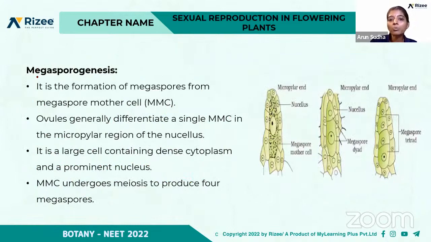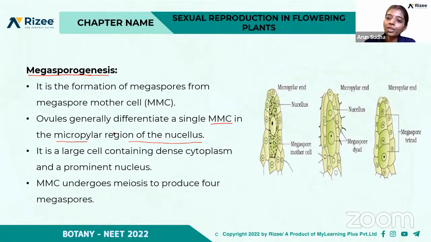Then what is Megasporogenesis? So Megasporogenesis means formation. So how the megaspores are formed? So it is the formation of megaspores from megaspore mother cells. Right? So how the megaspore mother cells form the megaspores. So here the ovules differentiate a single MMC, which means megaspore mother cell, in the micropylar region of the nucellus. So now you are clear with the different regions, right? Micropylar region and then chalazal region, and you know clearly about the structure of the ovule.